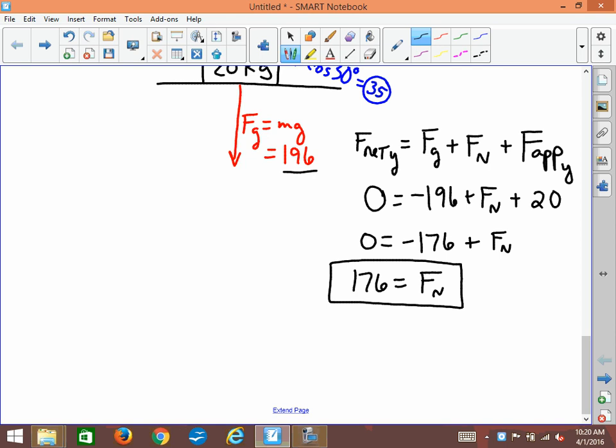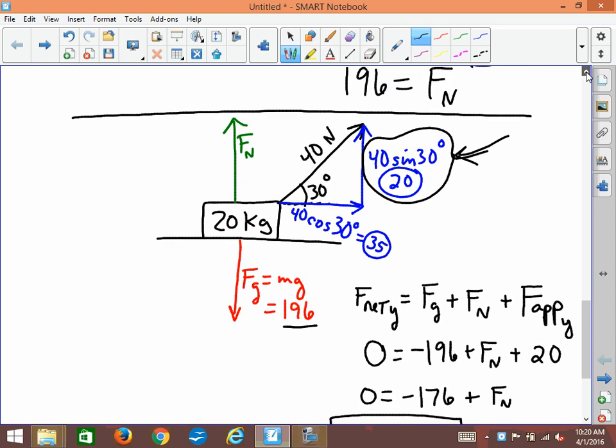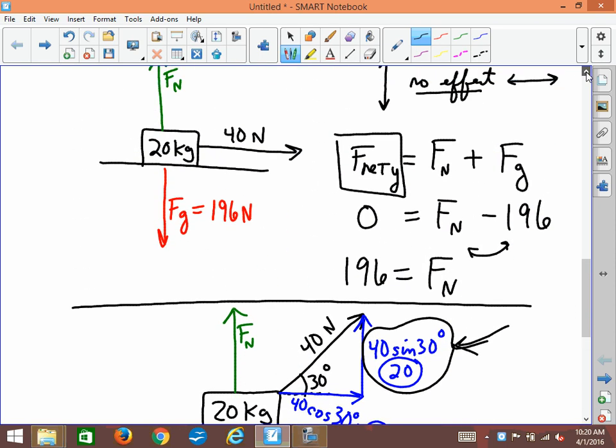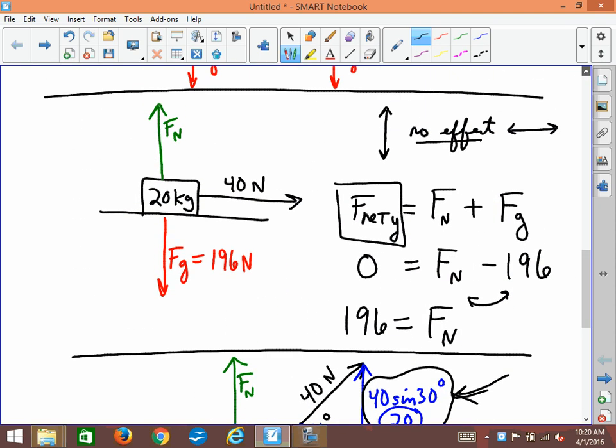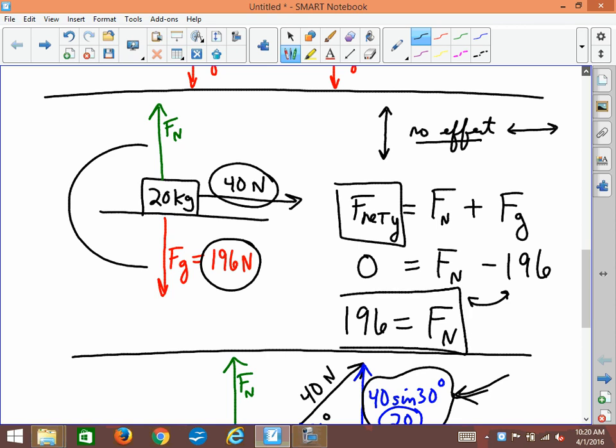The ground is actually pushing less. And if we think about Newton's laws, that makes sense. In the first example, we were not helping in a vertical way. Our force was only horizontal. So the ground had to do all the work. The ground had to cover this 196 completely, and the normal force of the ground pushing back was 196.